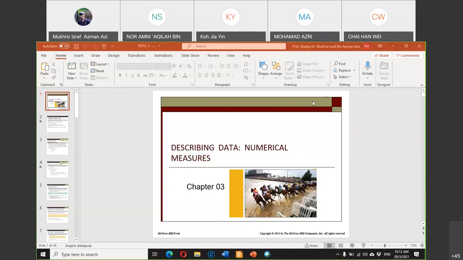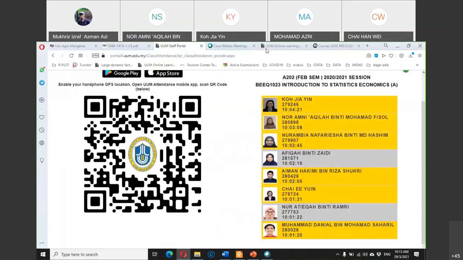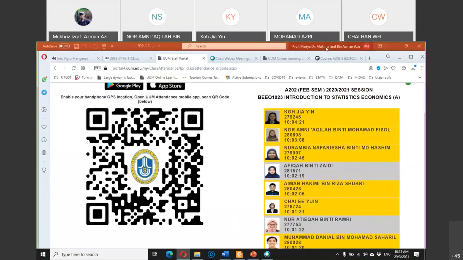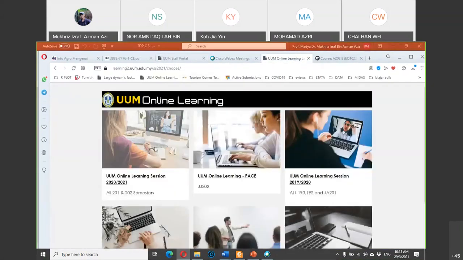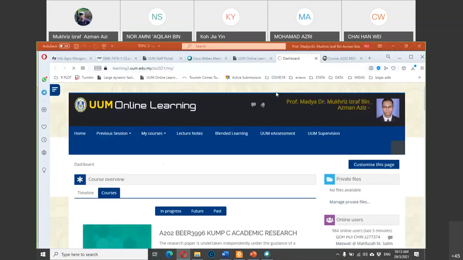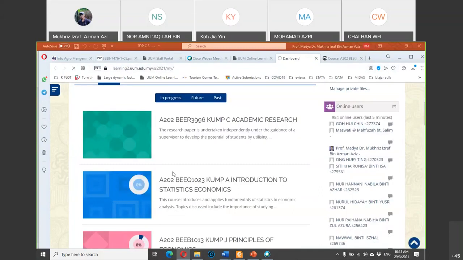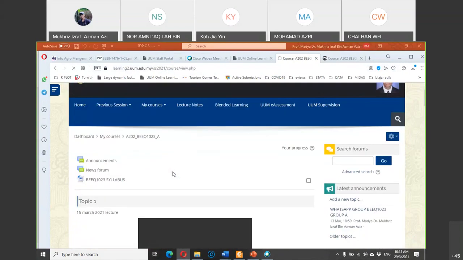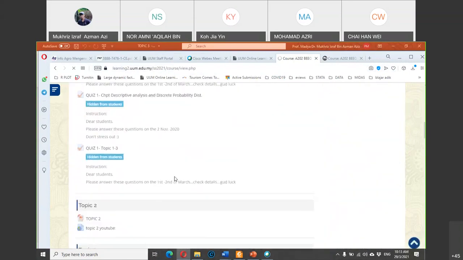If we were in a face-to-face lecture, you would usually rely on your scientific calculator to perform this calculation, but because of the nature of our online learning, if you look at your OL, I already uploaded a few additional materials, especially website links to online tools to calculate your mean and standard deviation. You can find that in your OL.